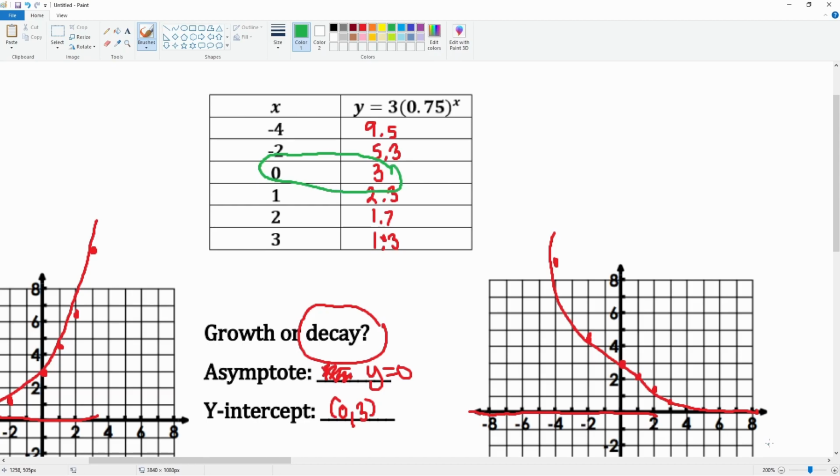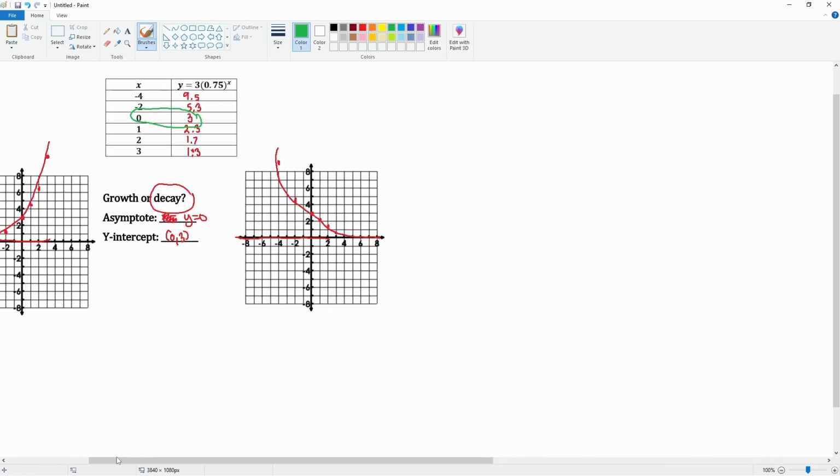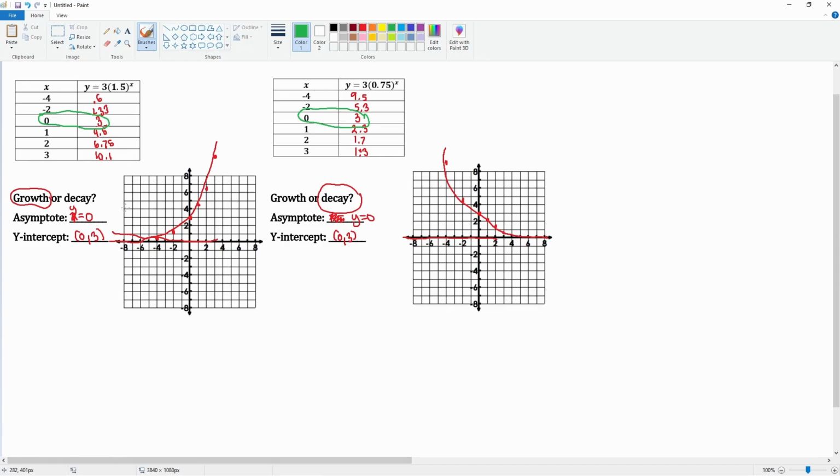All right, so there you go. That is how you graph using the table values and identify the characteristics.